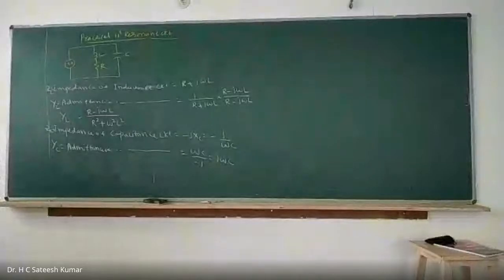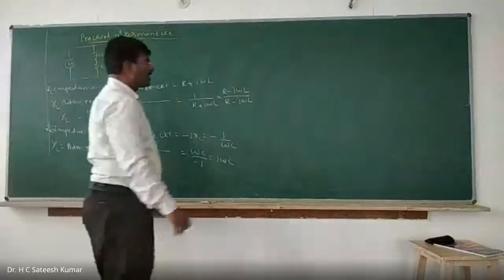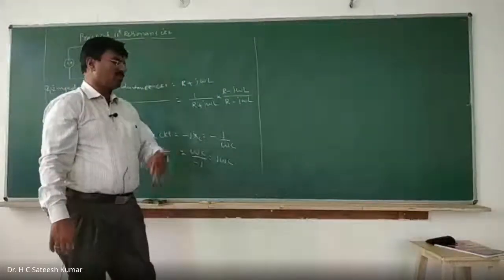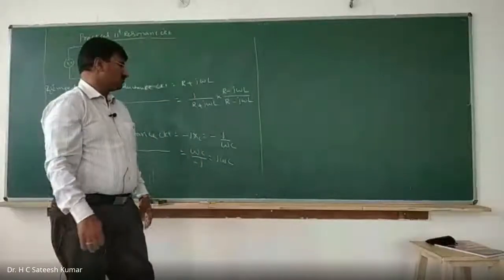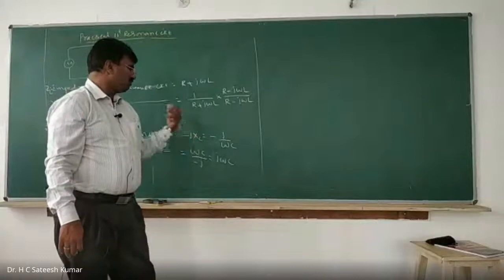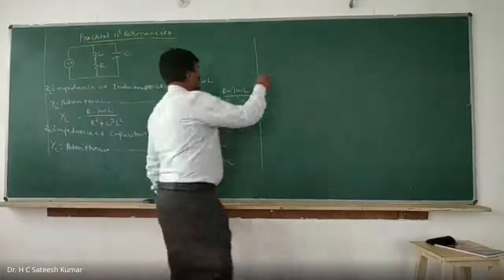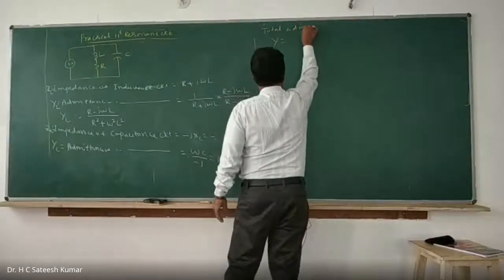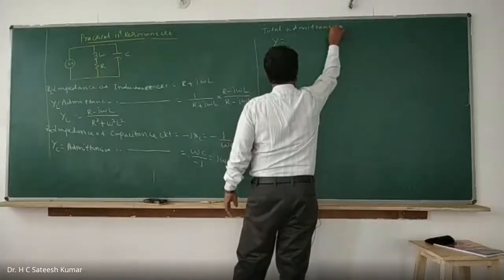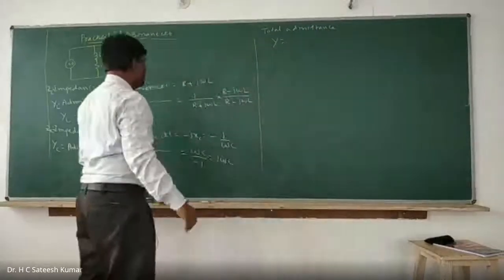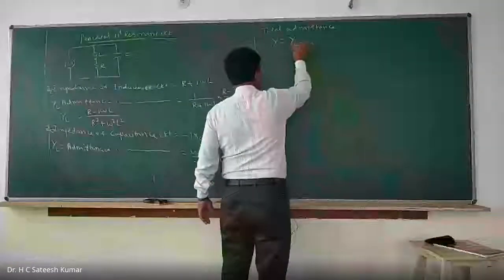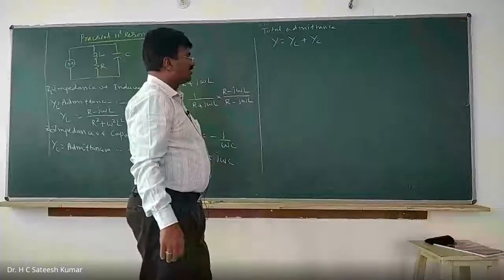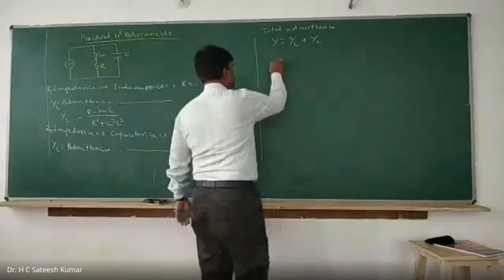Therefore, the total admittance. Whenever we have a parallel circuit, taking admittance is an advantage, because all of them will be in the form of the reciprocal of the impedance. So we take everything as admittance only for parallel circuits. Total admittance Y is equal to YL plus YC, the admittance of the inductance plus the admittance of the capacitance.